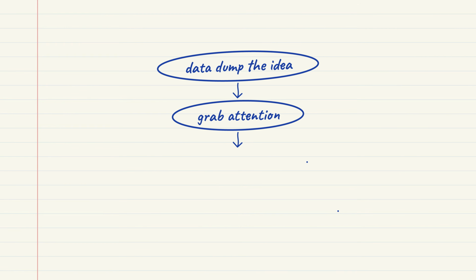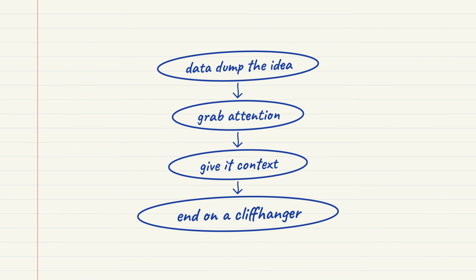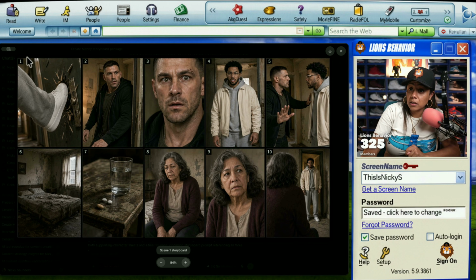If you don't have a story, always have the conversation with the chatbot saying, yo, I have this idea. I need something that is going to catch attention. I need something that will give it some context of what's happening and then kind of like a cliffhanger at the end. So you could go with that basic storyline. Grab their attention, some context to it, and then a cliffhanger, okay? So that's exactly what I did here.